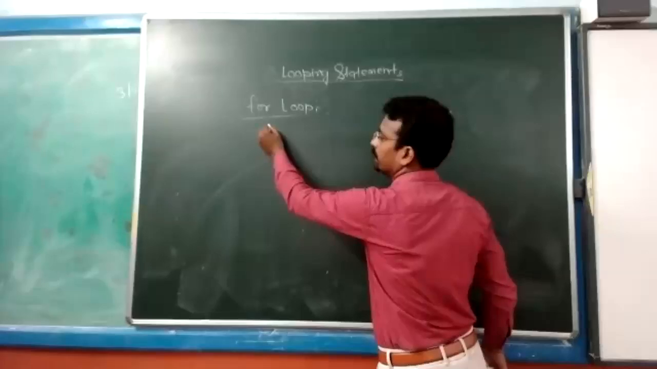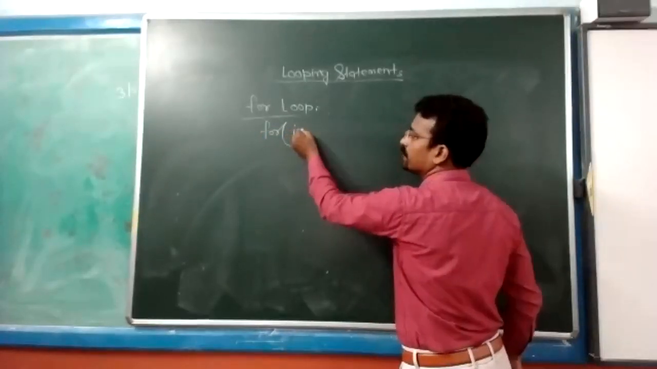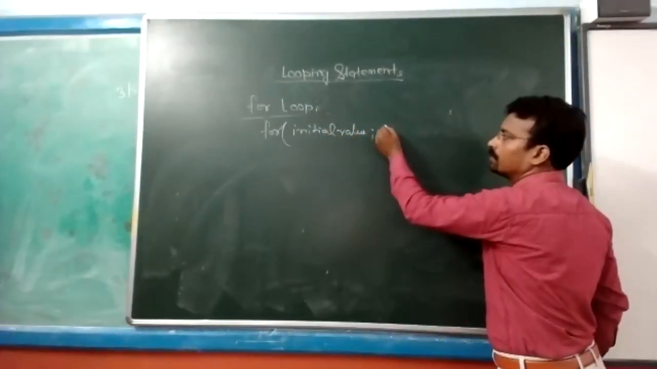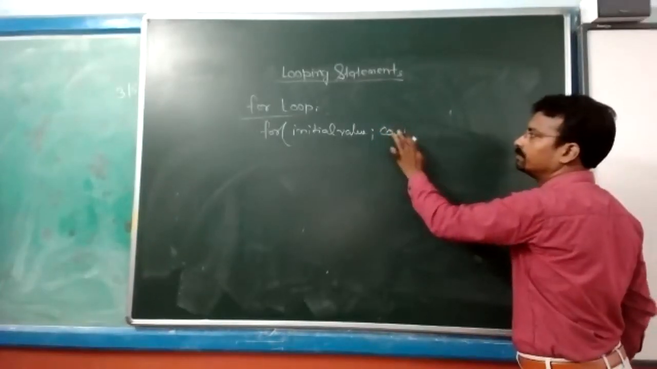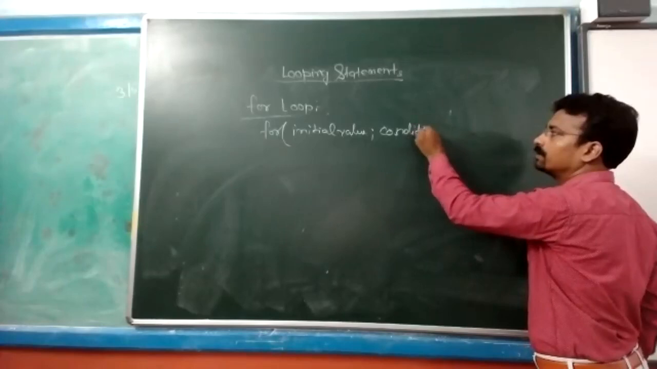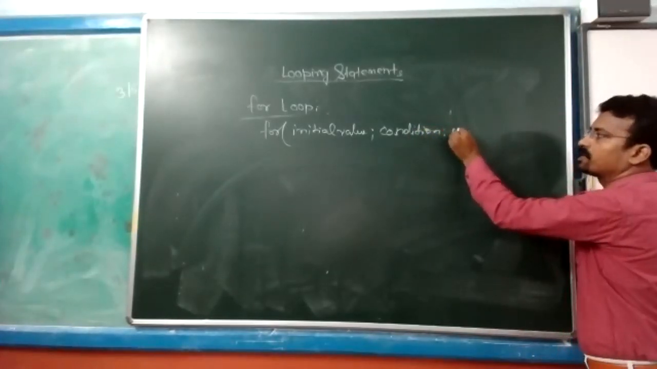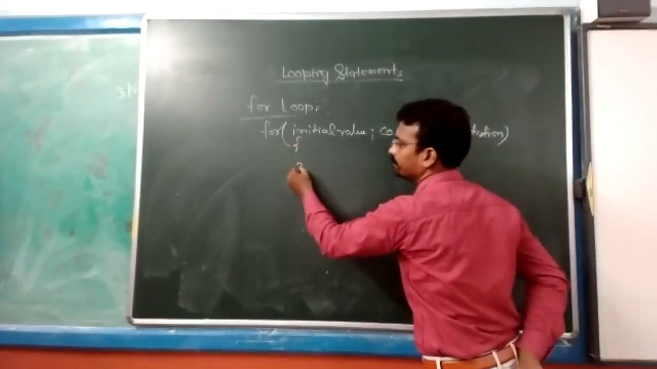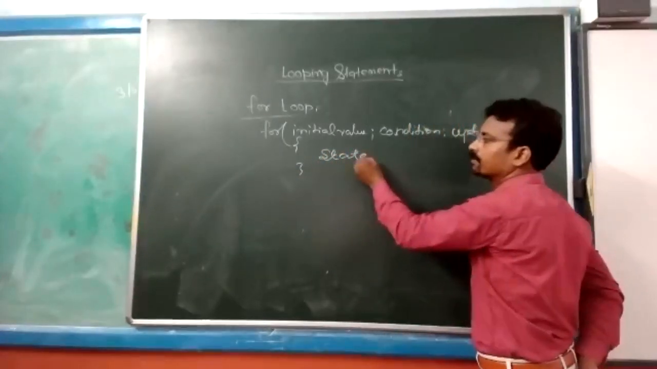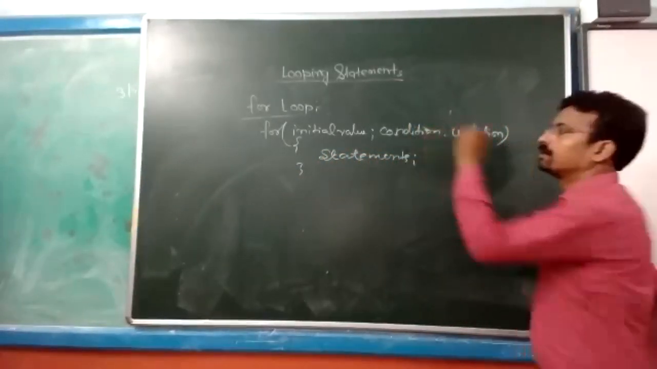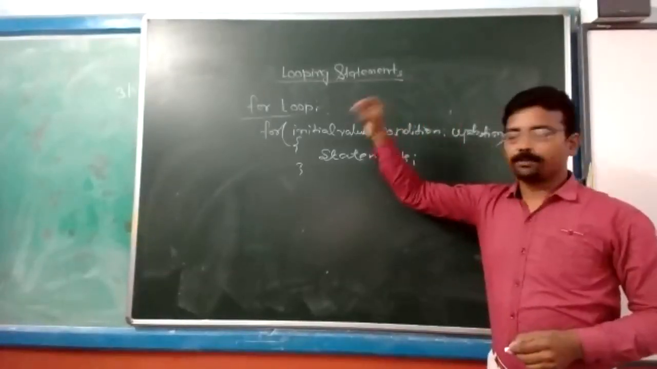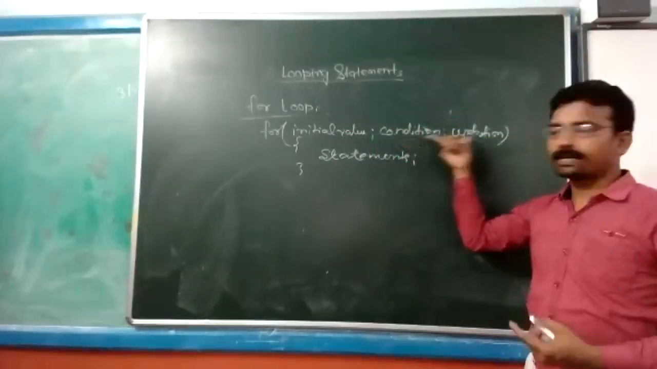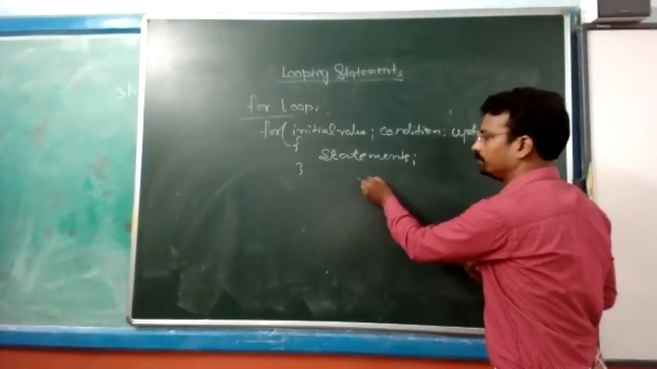See, for loop is using an initial value, a condition value, and an updation value. This is the for loop format, and these are the statements. Now see, every looping statement will use this and this. Only their writing pattern will be changed. In for loop, they are written in one line. Now we'll take the example of while loop.